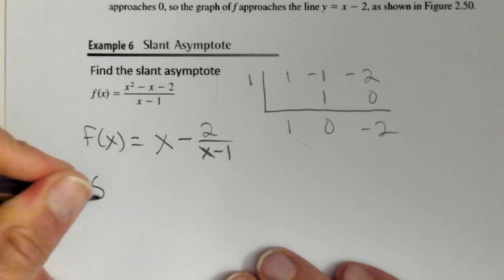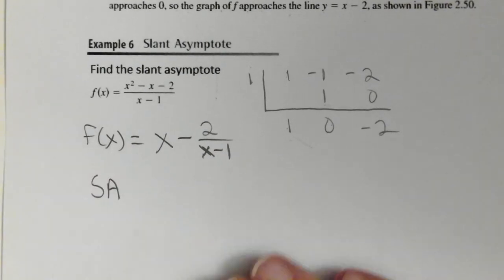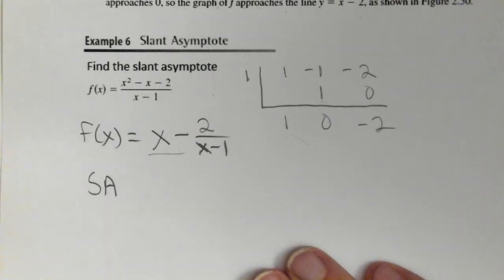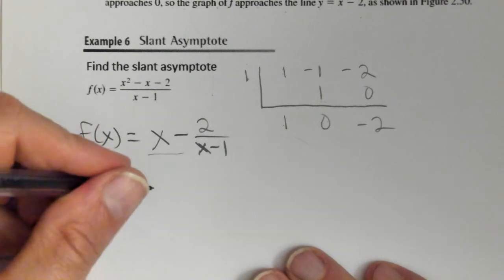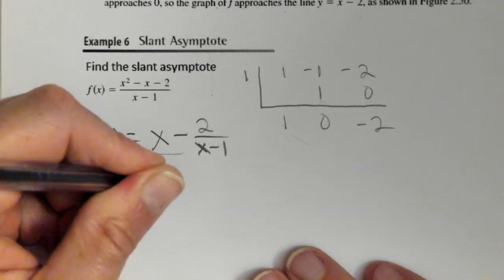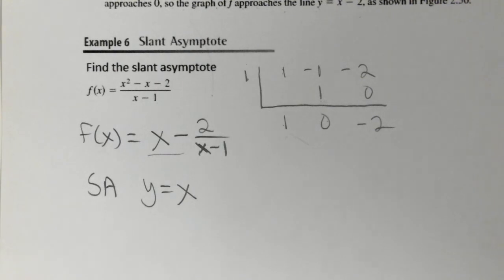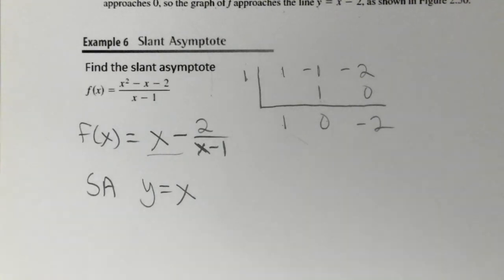Now, what's the slant asymptote here? Well, the slant asymptote is this portion of the function once you divide it out. So y equals x is going to be your slant asymptote. So there we go. Alright, let's try another one.